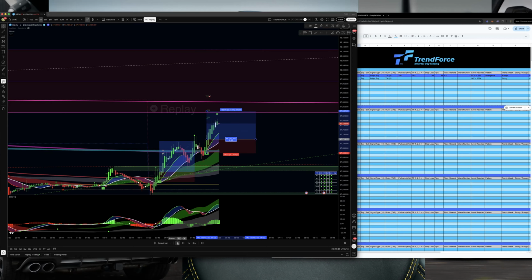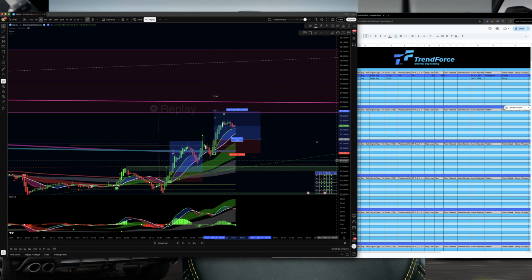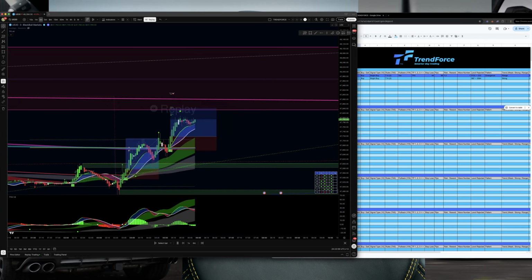MACDs are still looking good for us. Trend zone table still pretty green. What happened? Do we get a pullback? I have no idea what's honestly going to happen next. I know we did run eventually. So what's happening? Are we going to get a deeper pullback? Maybe. Still holding above our entry.